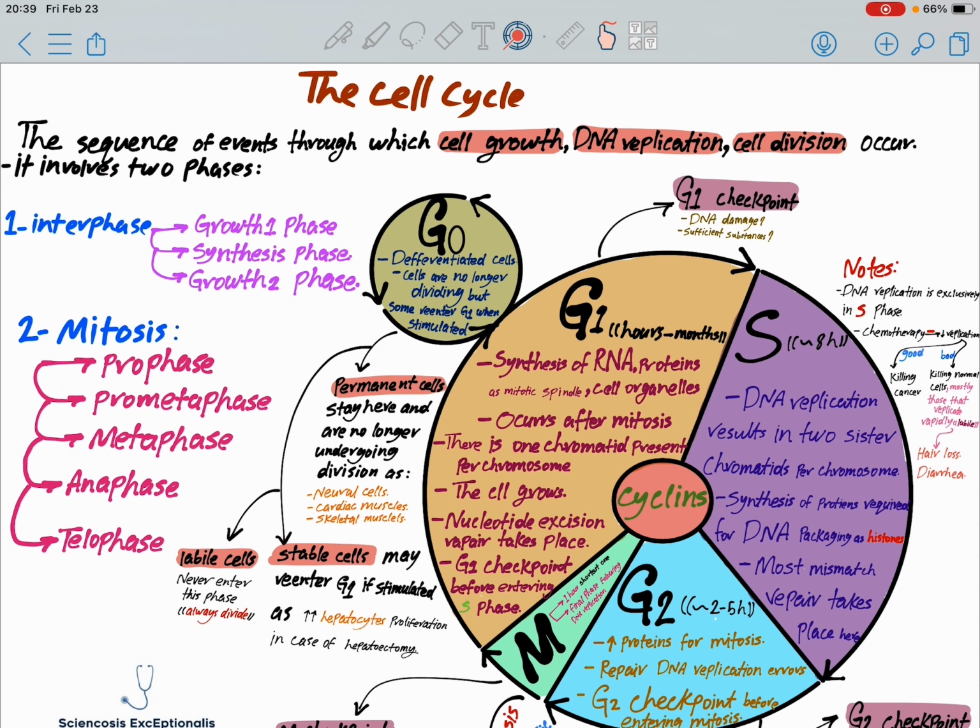Let's get started. The cell cycle is the sequence of events through which cell growth, DNA replication, and cell division occur. It involves two phases. The first one is the interphase, which is composed of growth 1 phase, synthesis phase, growth 2 phase. And this part is gonna be our topic in this video. The mitosis is composed of prophase, prometaphase, metaphase, anaphase, and telophase. And this topic is gonna be in a separate video later.